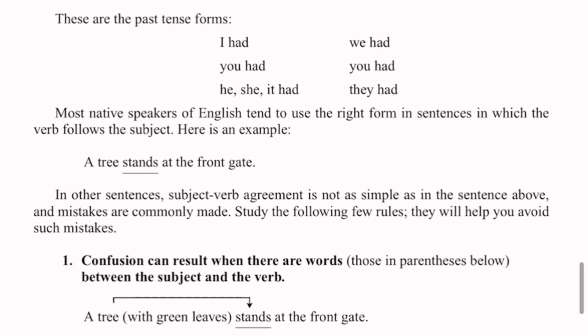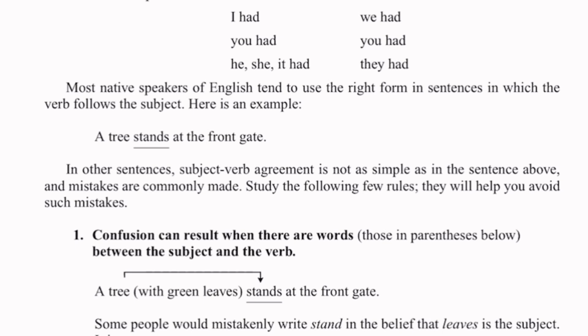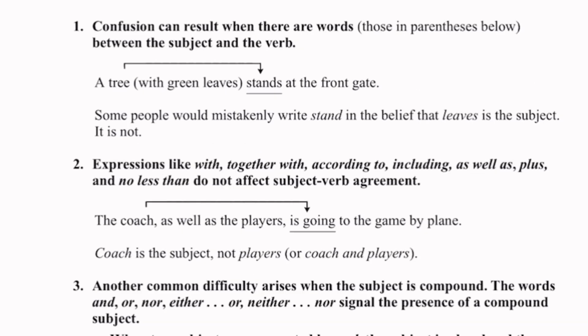In other sentences, subject-verb agreement is not as simple as above, and mistakes are commonly made. That's why in another topic, we are going to learn the rule of concord, which is also very important. But let's look at this. Confusion can result when there are words, those in parentheses below, between the subject and the verb. You then assume that because we have more than one thing there, the verb is going to be plural. But no, look at this.